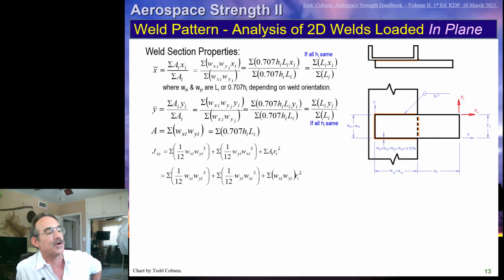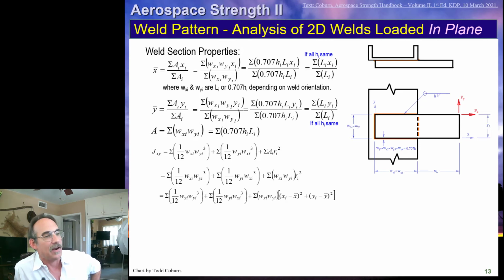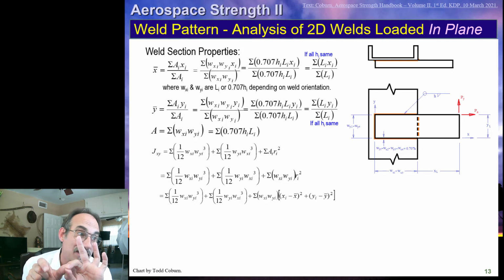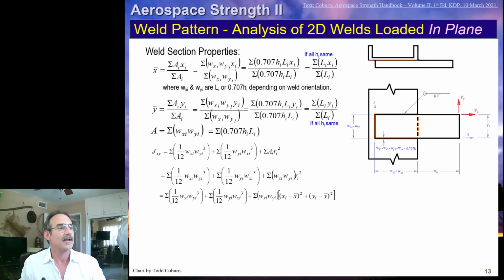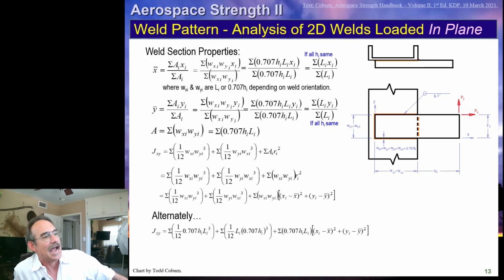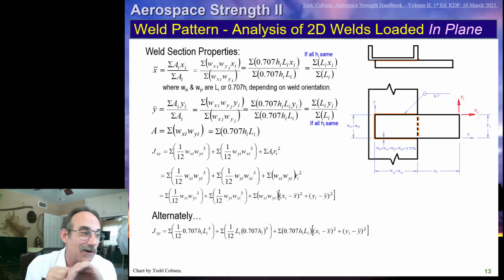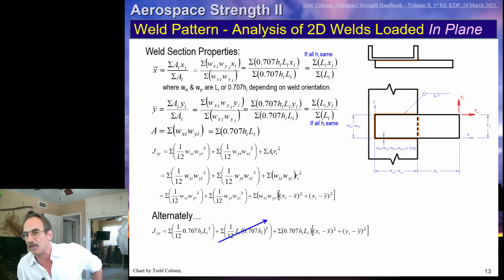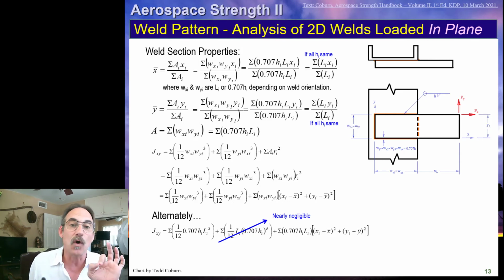We can expand that. These first two terms are unchanged. We see that that area is just W times L. And we expand it further. We see, well, actually, this R squared is just the X minus X bar squared plus the Y minus Y bar squared, right? And then we can actually say, well, wait a minute. These width dimensions are 0.707H, so we have terms of 0.707H times L cubed, or L times 0.707H cubed. We can write it this way. And actually, when we look at this, we see H is much smaller than L, and if we cube H, it gets even smaller. Therefore, we can just ignore this term here. We're just going to throw that guy straight into hell, right? And just focus on the other two pieces of this that are not negligible, which leaves us this equation. Okay?